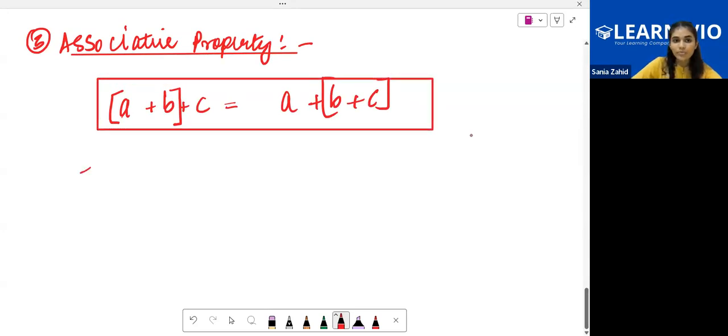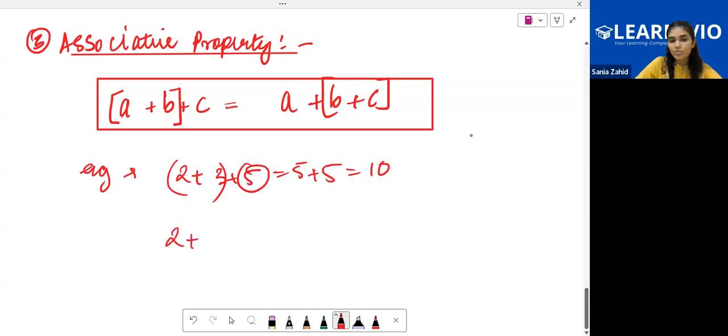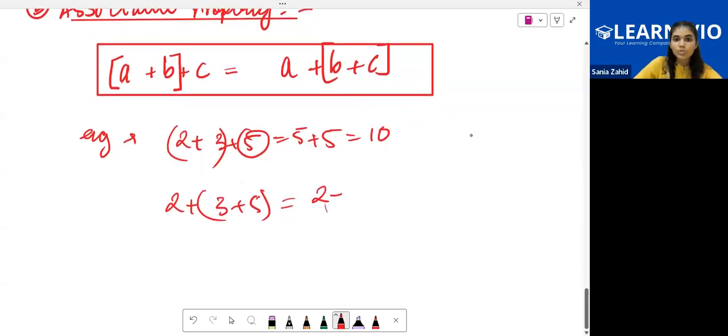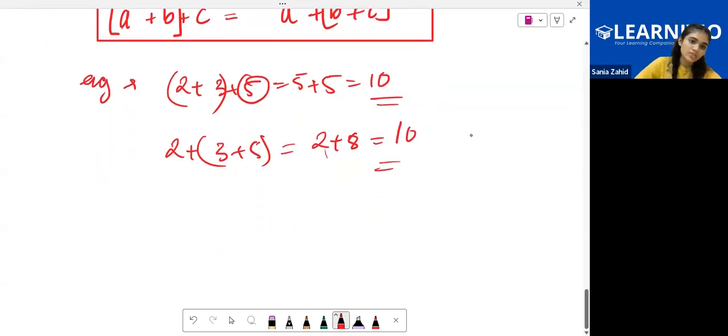I'll give you an example for this. Like you have 2 plus 3 plus 5. First let's do 2 plus 3. So 2 plus 3 is 5 and then you add 5. So you got 10. Now let's do 3 plus 5 first. So when you did 3 plus 5 first, you will get 2 plus 8. And 2 plus 8 is also 10. Are you getting the same answer? Yes, you are getting the same answer. That means addition is associative in nature.